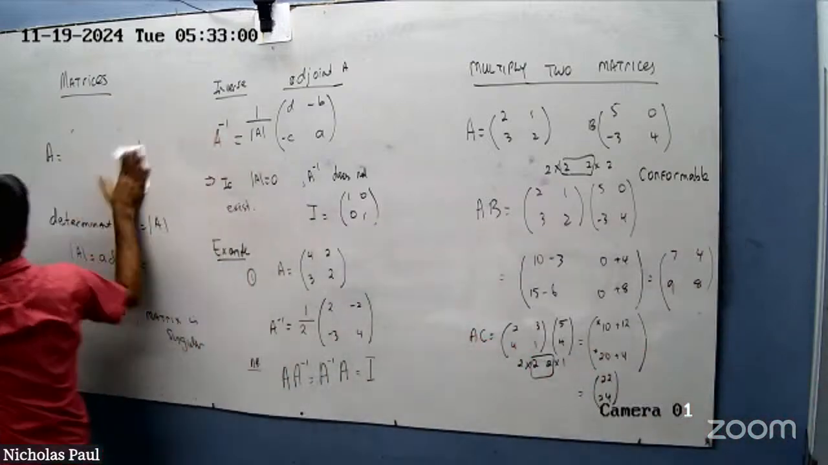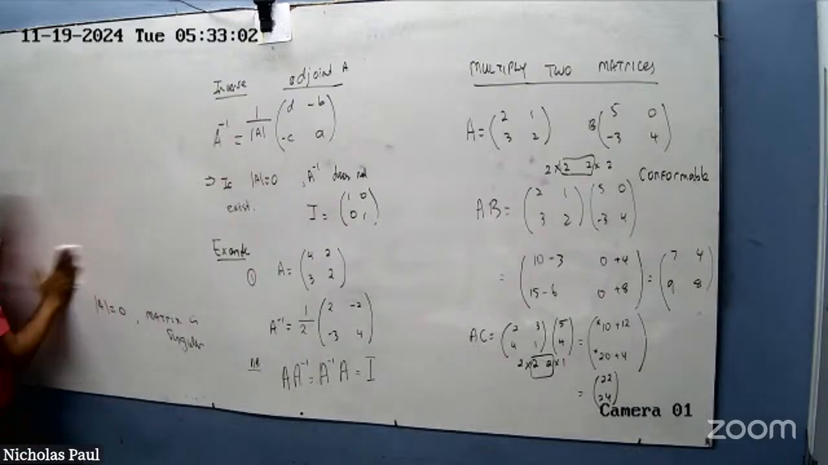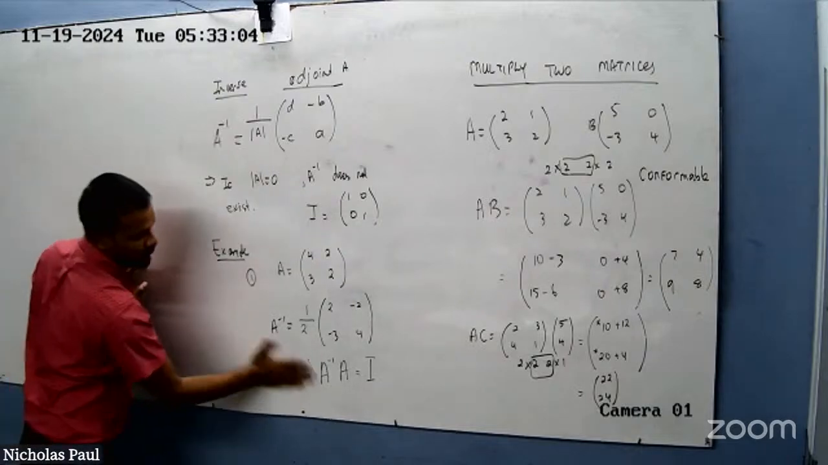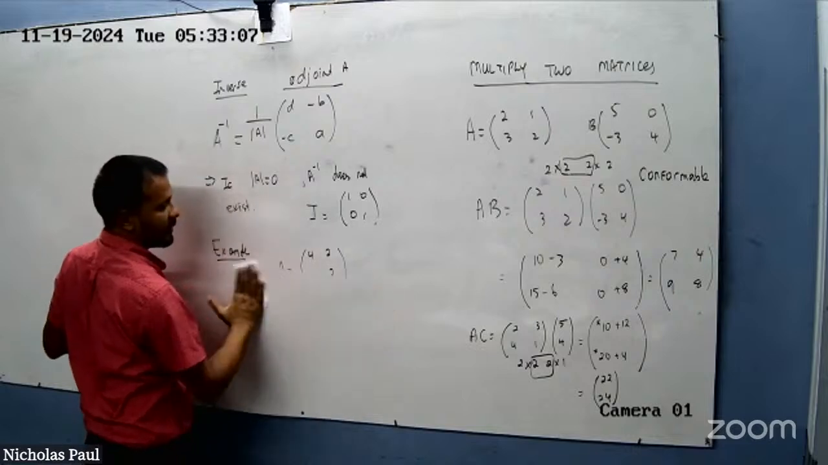All right, so let's go, 3 by 3. So first thing we're going to learn to do is find the determinant of a 3 by 3 matrix.